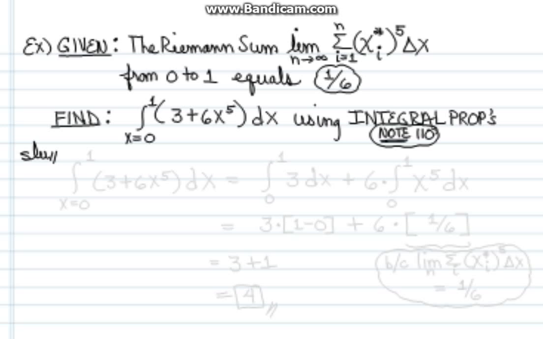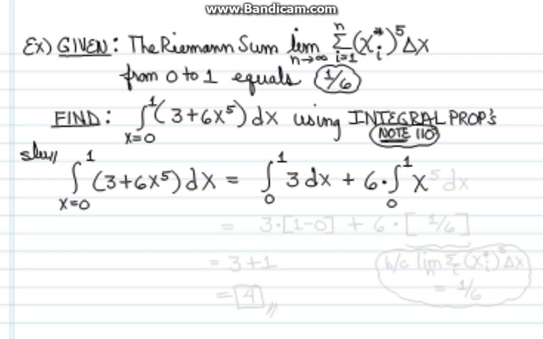Okay, here we go. The integral from x equals 0 to 1 of 3 plus 6x to the fifth dx can be broken apart according to the rules in note 110 as the integral from 0 to 1 of the first term, 3 dx, plus 6, pull out the 6, times the integral from 0 to 1 of x to the fifth dx. So we broke it up, we pulled out constants.